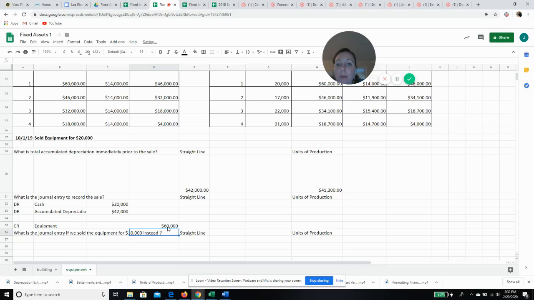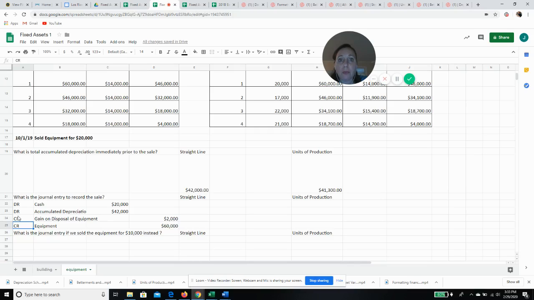Okay, now I'm going to compare my debits to my credits. I have a debit of $20,000 plus $42,000, which is $62,000 total. And I have a credit of $60,000. That means I need $2,000 more credit. And if I have a credit, that's going to be a gain. So I'm going to book gain on disposal of equipment for $2,000.